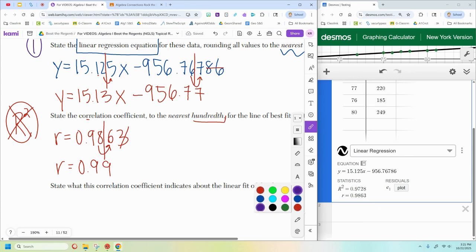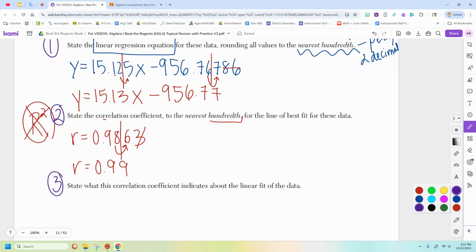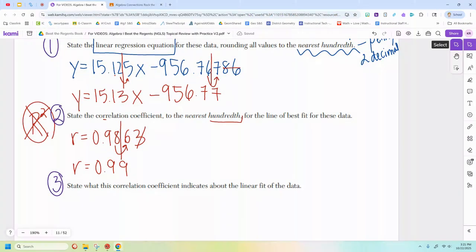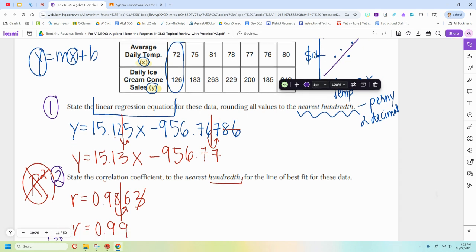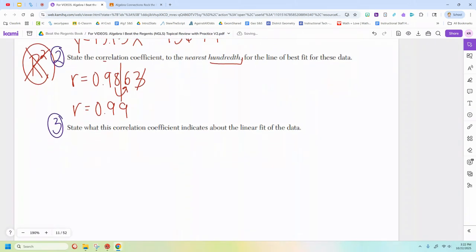The last part of the question, here's part 2 and here's part 3, says state what the correlation coefficient indicates about the linear fit of the data. Essentially they're saying, does the line fit where the points are? And that line totally did fit where the points were.